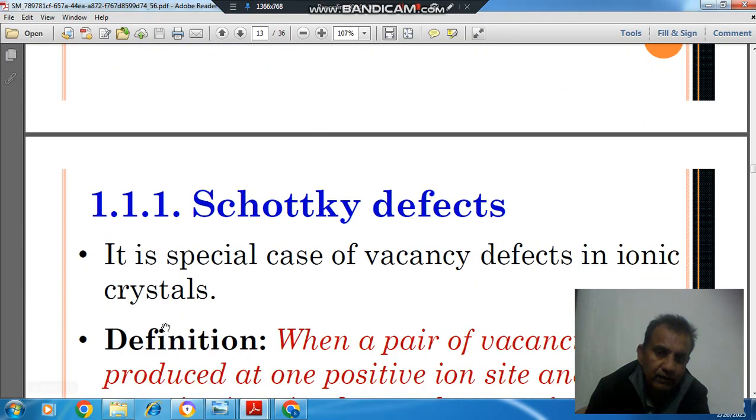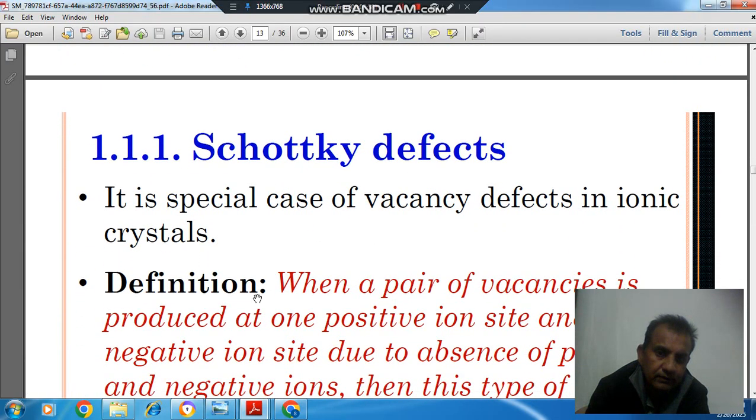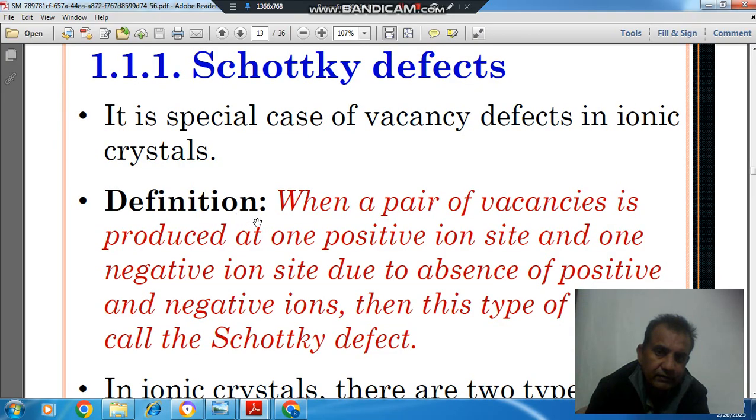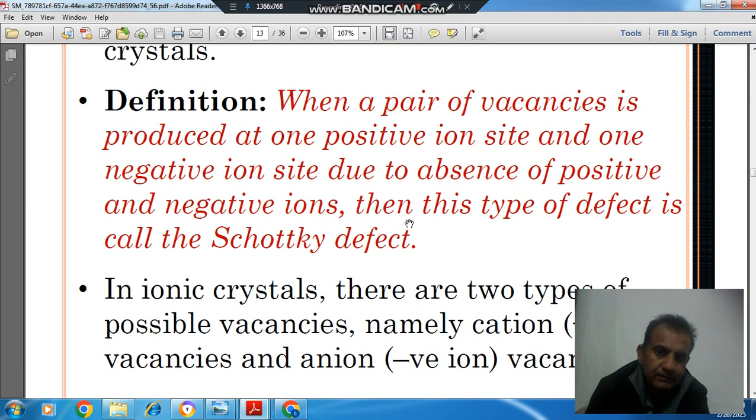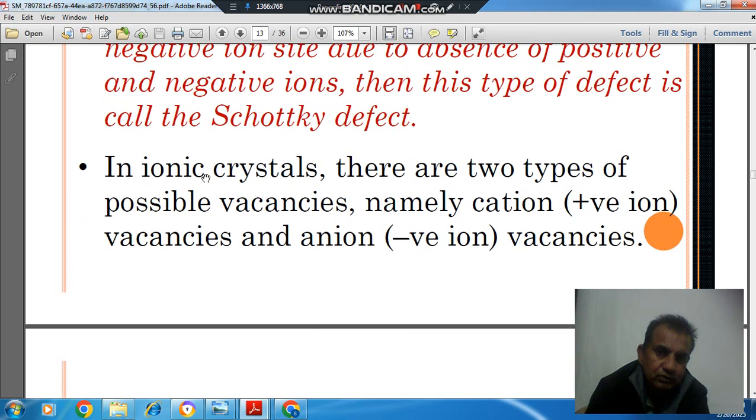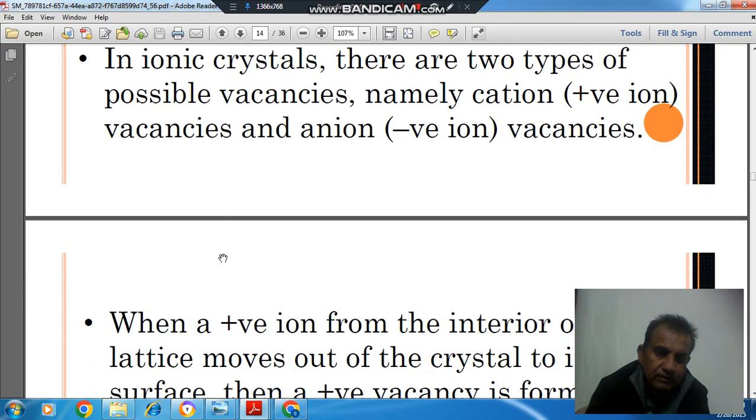First of all, Schottky defect. It is a special case of vacancy defect in ionic crystal. Definition: when a pair of vacancies is produced at one positive ion site and one negative ion site due to absence of positive and negative ions, then this type of defect is called Schottky defect. In ionic crystal, there are two types of possible vacancies, namely cation (positive ion) vacancy and anion (negative ion) vacancy.